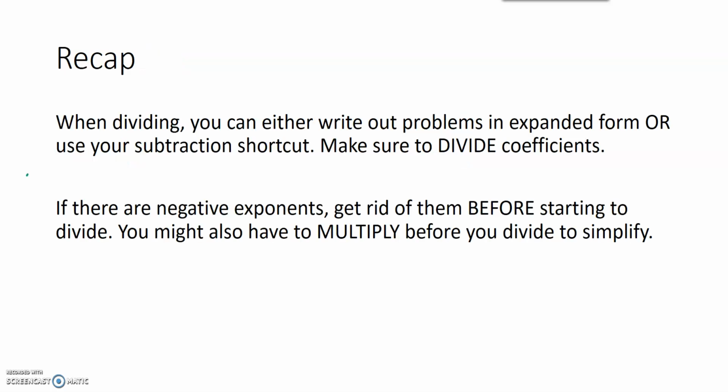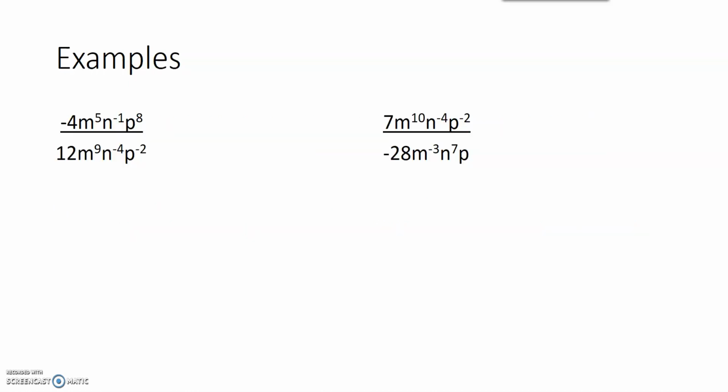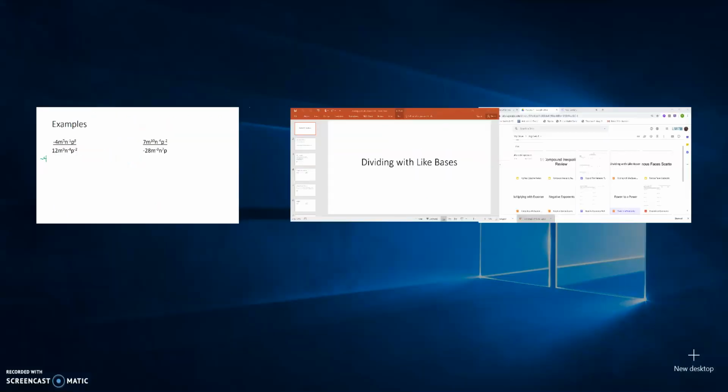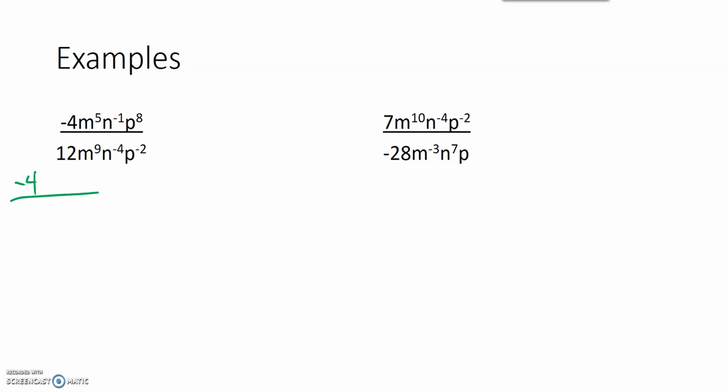So here, -4 over 12. My n's are going to trade places, and this p is going to move up to the top. So m to the 5th over m to the 9th, n to the 4th, and n to the 1st, and up top p to the 8th, p squared.